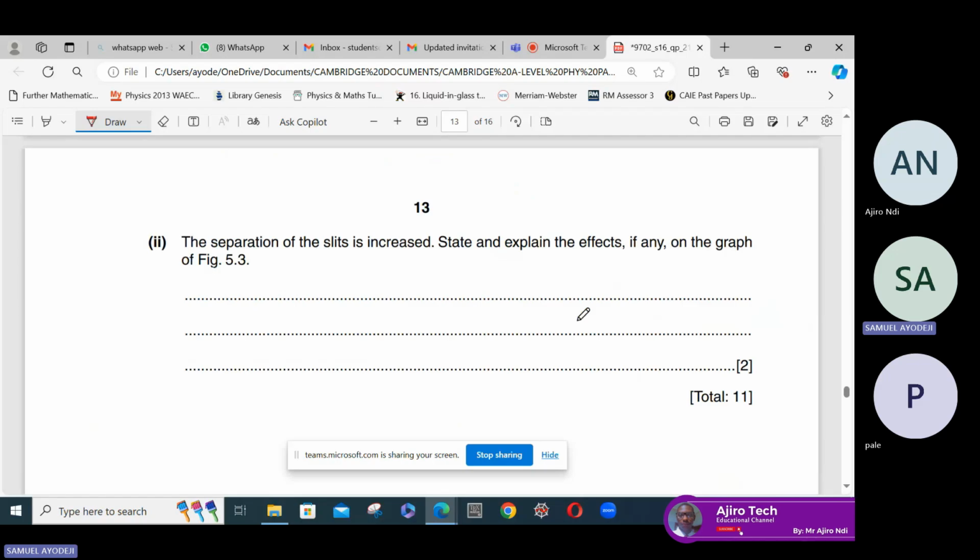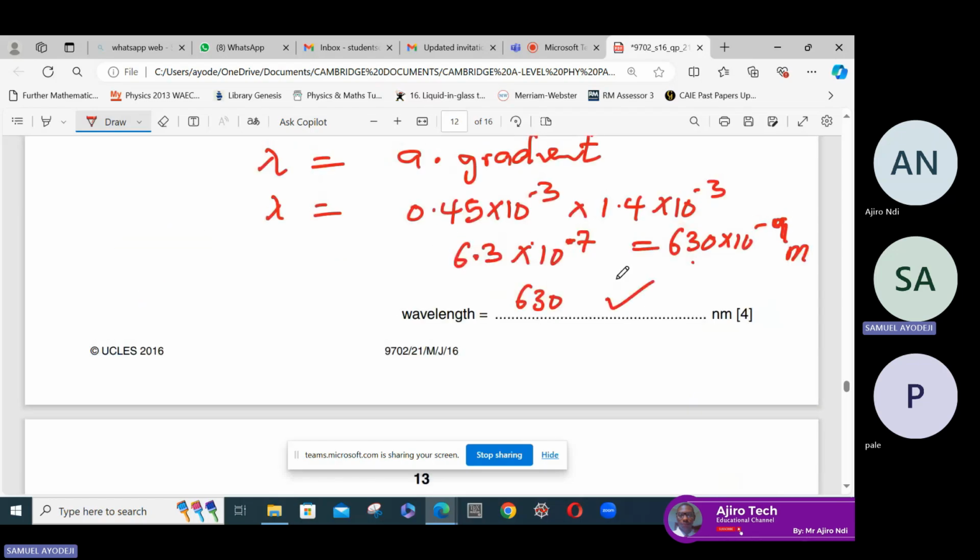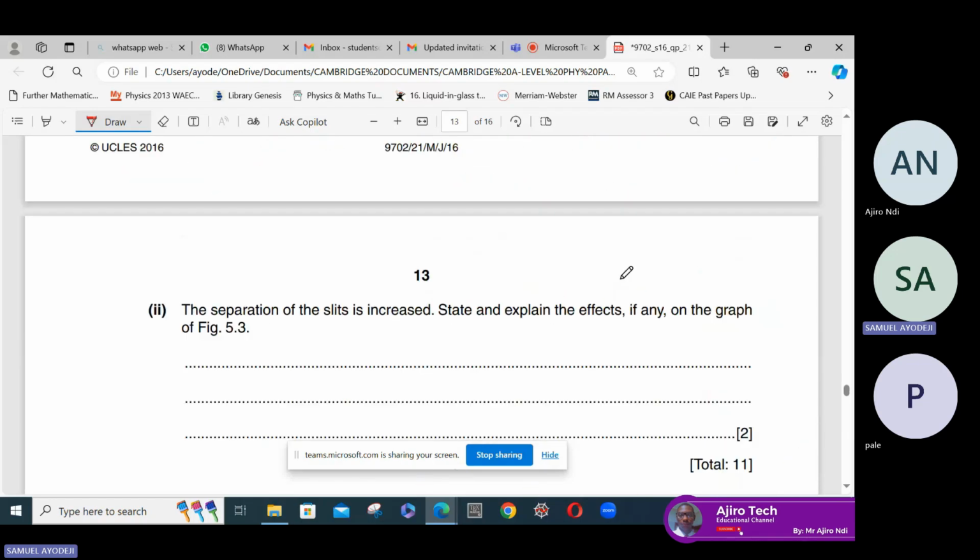Okay. Now, next one. The separation of the slit is increased. We increase separation of the slit. We increase what? A. A is increased. That's what it means. A is increased. So if you increase A, what's the effect?